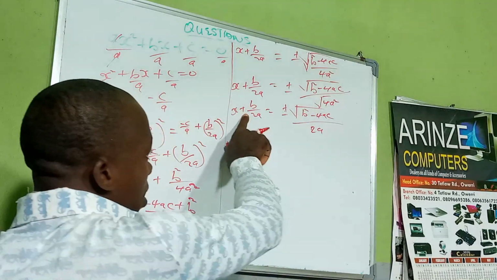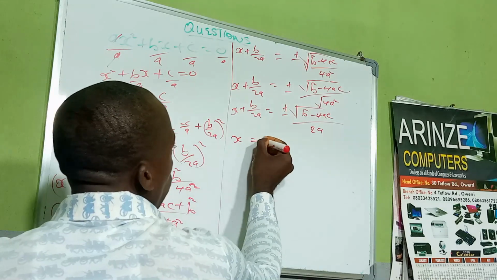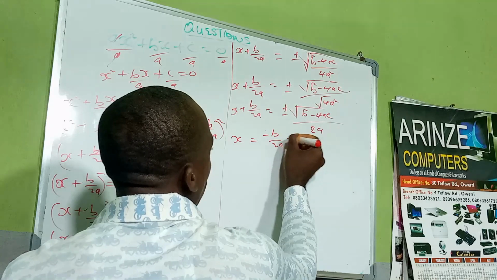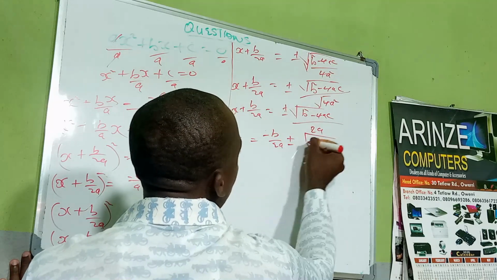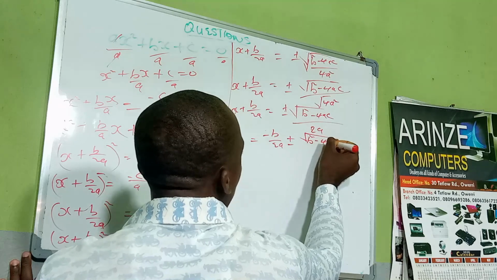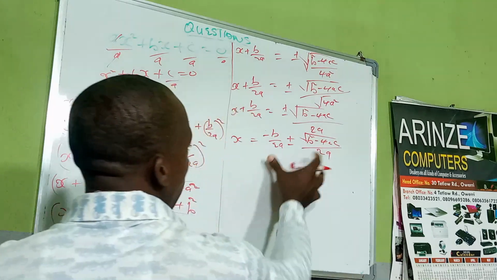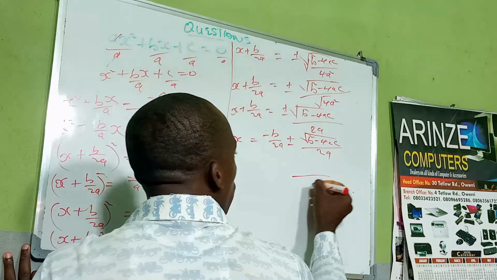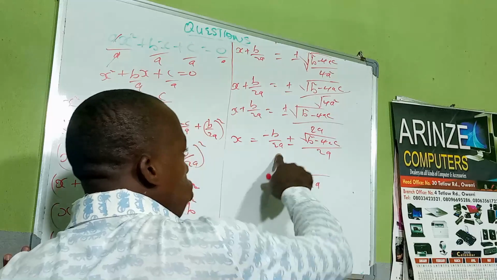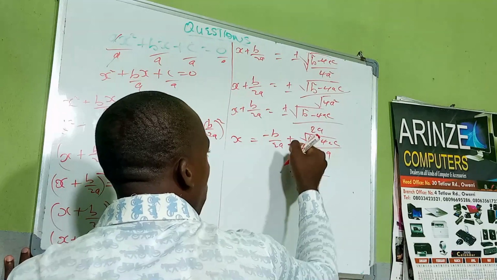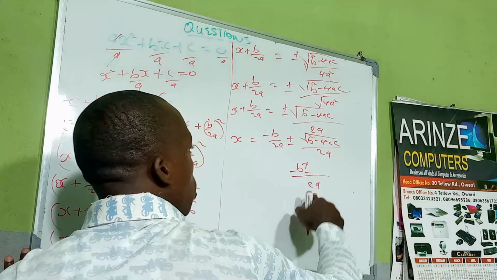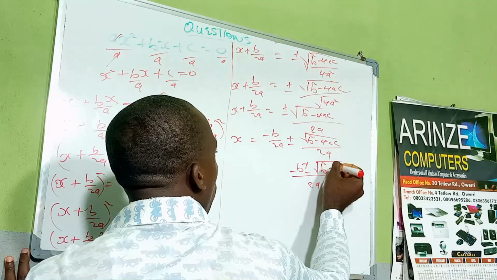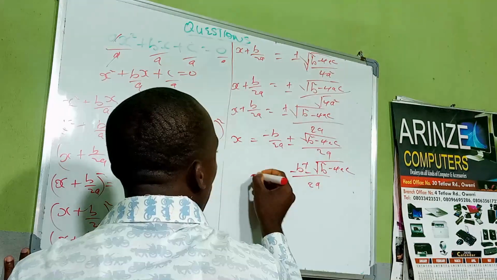Then we'll take this one to the other side. We'll have x equal to minus b over 2a, then plus or minus the square root of b squared minus 4ac, all over 2a. Then this has become a fraction. Then we'll find the LCM of 2a and 2a. The LCM of 2a and 2a is 2a. So 2a divided by 2a is 1. 1 times minus b is minus b. Then we'll bring down plus or minus. Then 2a into 2a is 1. 1 times this is this. So we'll have b squared minus 4ac. So we'll have that x is equal to this.